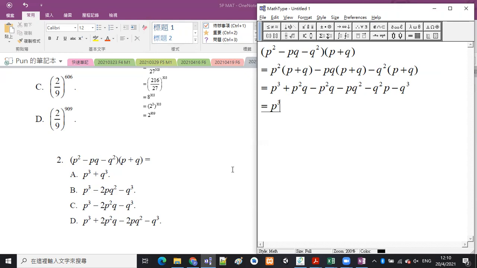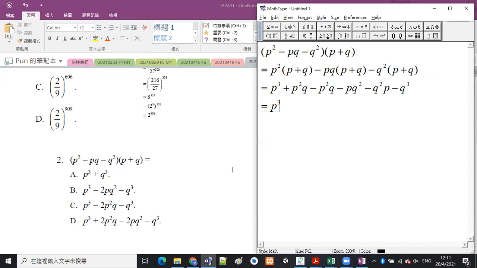Yes. You can see that P squared Q minus P squared Q. They are like terms. Do you understand this? And then we have 1 P squared Q minus 1 P squared Q. So they are completely cancelled. Okay? So there will be no P squared Q terms.